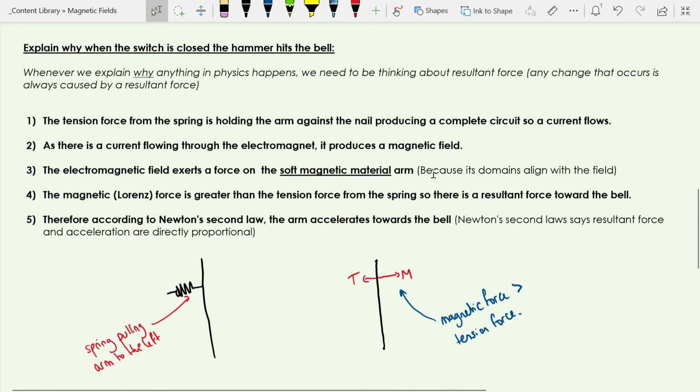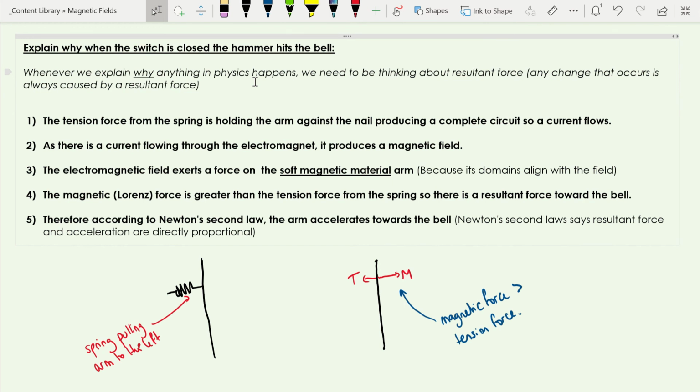First, I want to address a general point: when we want to explain why something happens in physics, we need to be thinking about resultant force. Forces are a concept we use in physics to explain why things happen, and we don't really use anything else to explain why things happen. It's forces that cause things to happen.